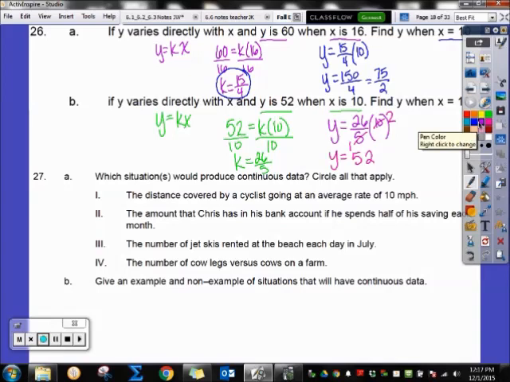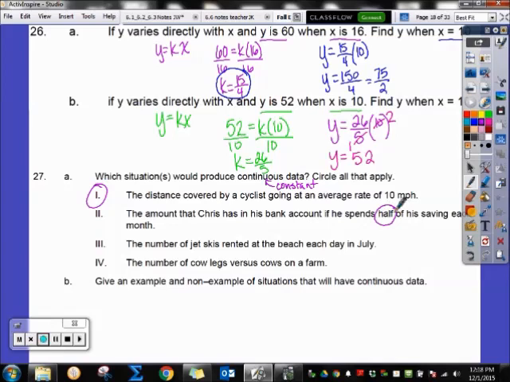27, which situations would produce continuous data? So continuous, you want to look for something that is constant. So something constant or consistent, well, if you are going at an average rate of 10 miles per hour, that is something that is a constant rate. The amount that Chris has in his bank account, if he spends half of his money each month, be careful with that word half, because it sounds like it would be consistent, but it's really not.